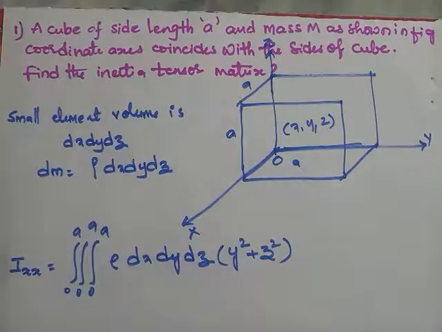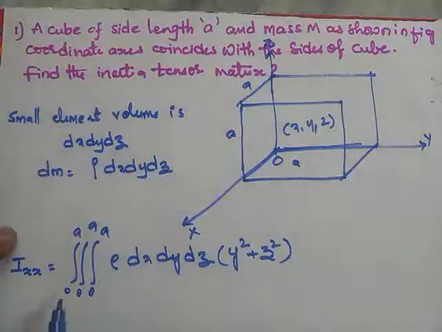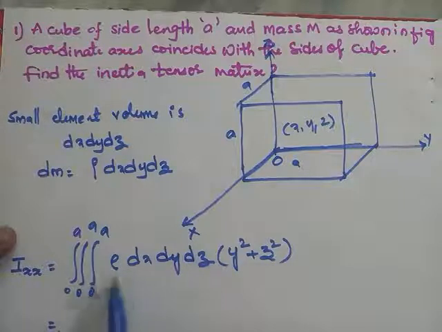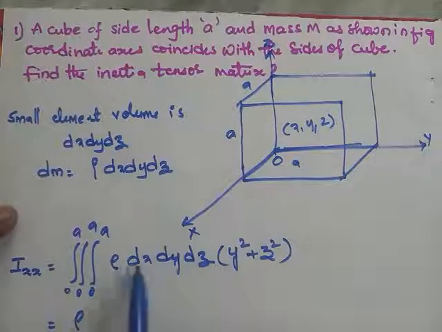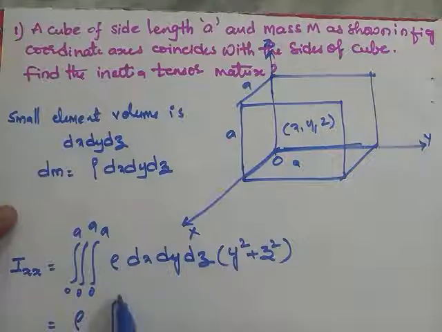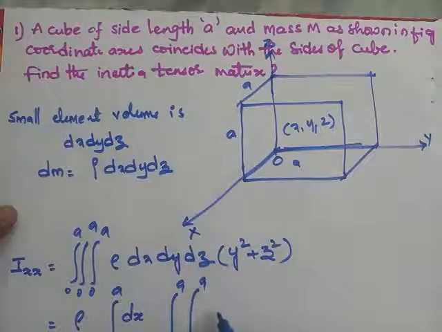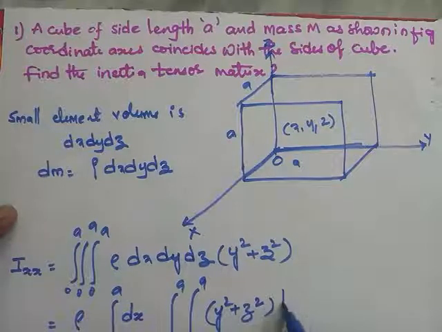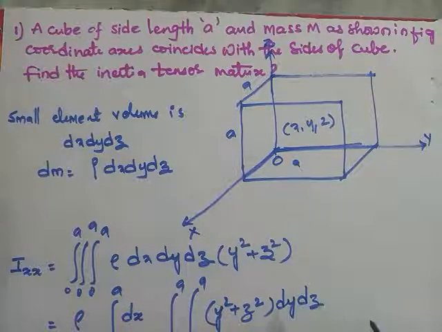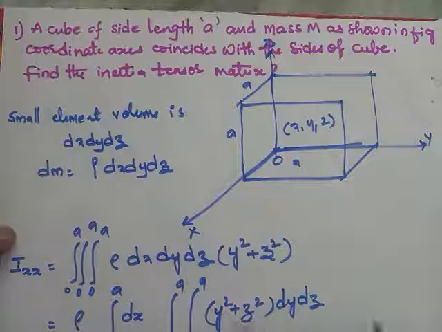Now we have to solve this inertia integral. Here we have to separate the integral components. Let us write rho outside the integral, and now I am splitting: from 0 to a dx, and 0 to a, and 0 to a, y square plus z square into dy dz.